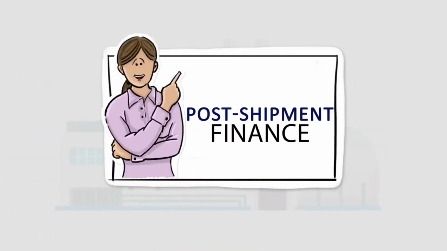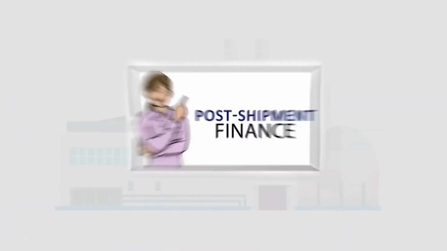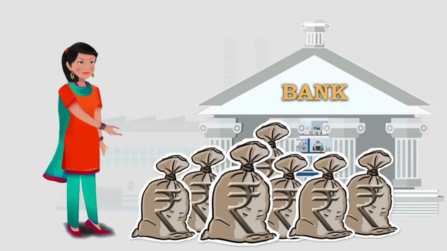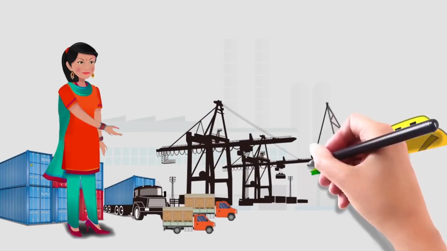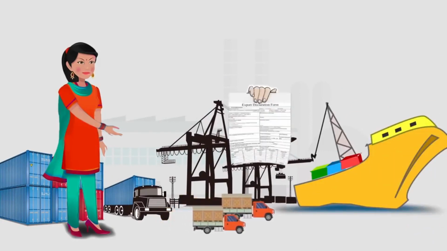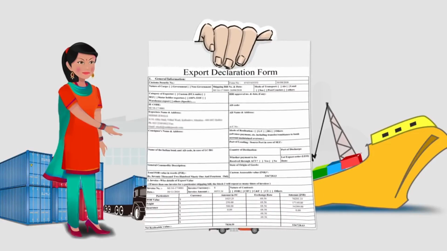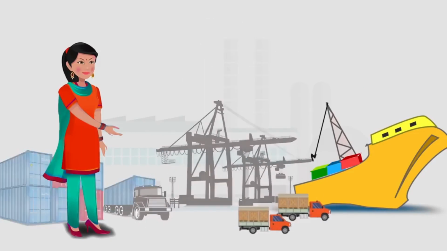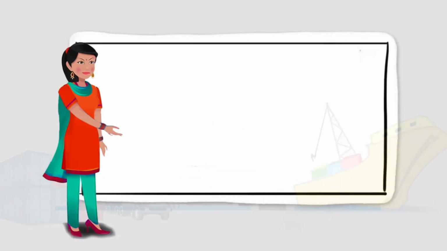Post-shipment finance. Post-shipment credit is an advance granted by a bank to an exporter like Niku after export shipment. It is always given against a proof of shipment of exports like the export declaration forms prescribed by the RBI. The advance is till the date of realization of the export proceeds.